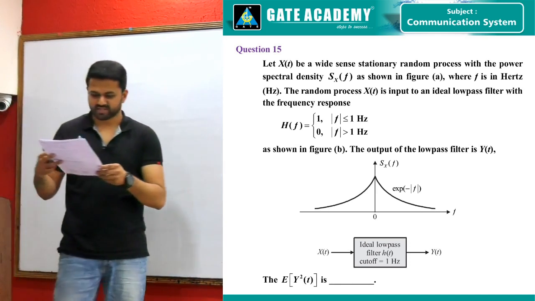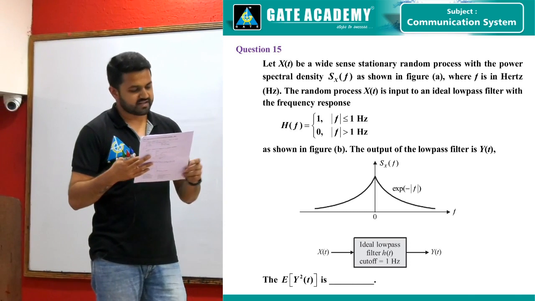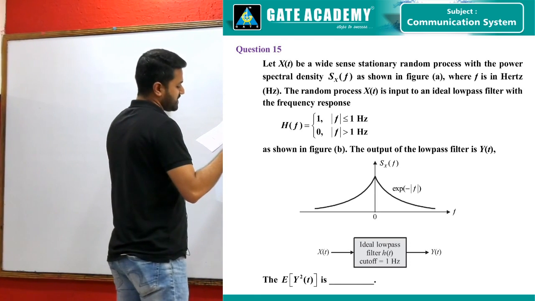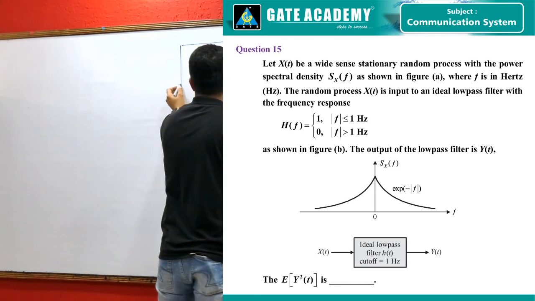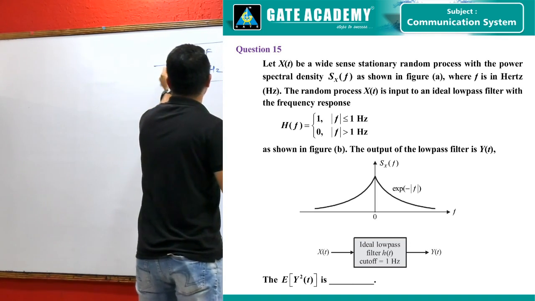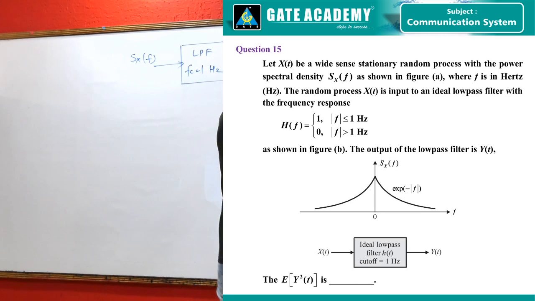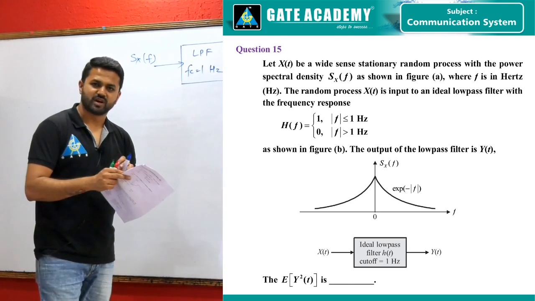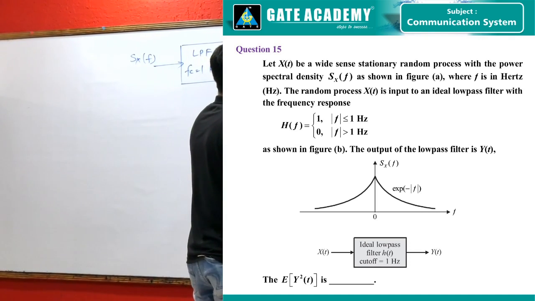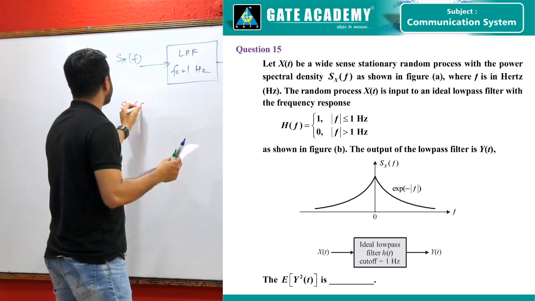So we are having the question number 15. Let x of t be a wide sense stationary random process with power spectral density as shown, and the same concept we can apply because the filter is given here. As you can see from the diagram, there is a low pass filter with a cutoff frequency of 1 Hertz, and at the input we have the power spectral density Sx of f, and output Sy of f. We have to calculate the mean square value. The mean square value means the power, and the power is nothing but the area under the power spectral density. So for that we have to calculate Sy of f.